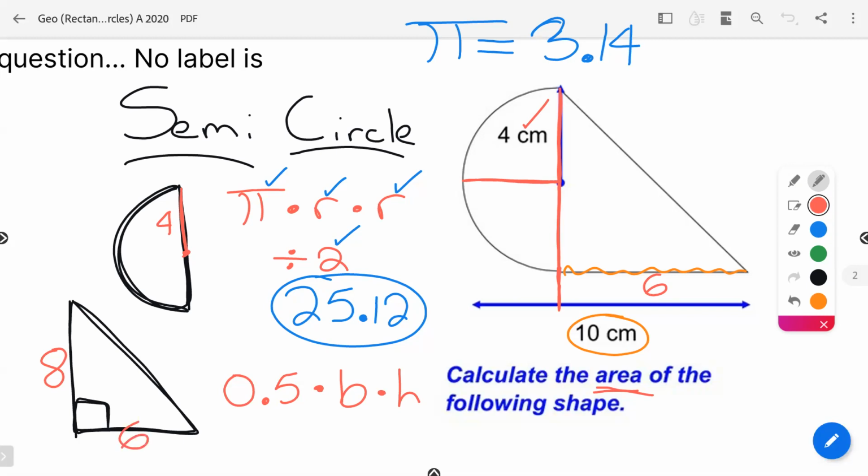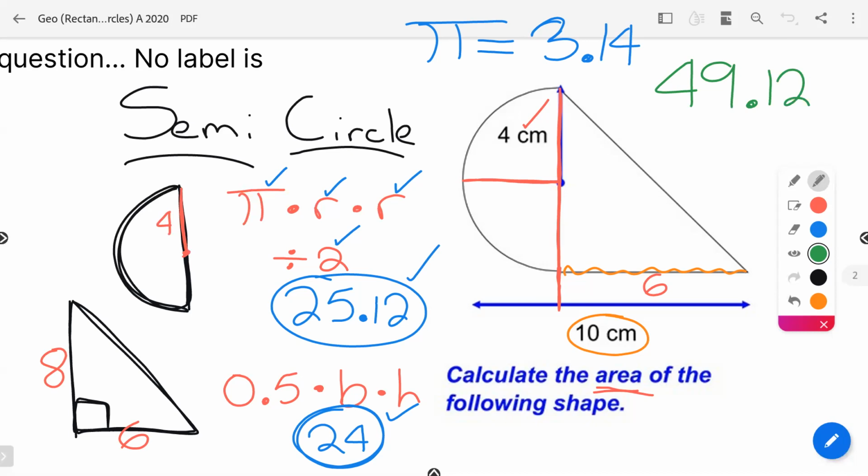Now I have all the information that I need to find the area of my triangle. So now I take my calculator out and I do a half of 6, which is 3, and 3 times 8 comes out to be 24. So now here's my second area that I put in a circle, and then all I have to do now is take these two pieces and add them together. And when I add these two pieces together, I get my grand total, which is 49.12.